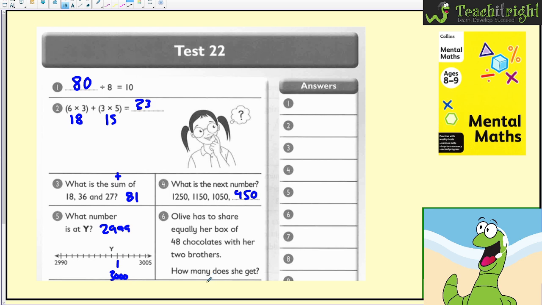Number 6. Olive has to share equally her box of 48 chocolates with her 2 brothers. Well, that's very nice of her. How many does she get? Well, if they're sharing it equally, here's the trick. How many people are they sharing it between? They're not just sharing it between 2, so we can't do 48 divided by 2, because it's her and her 2 brothers.